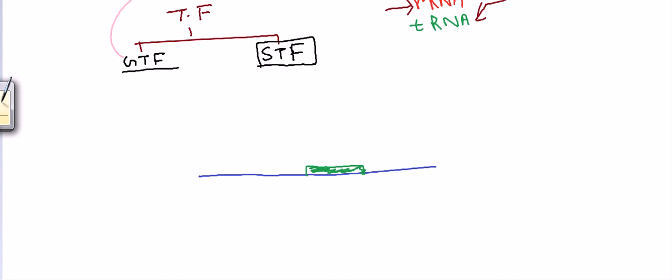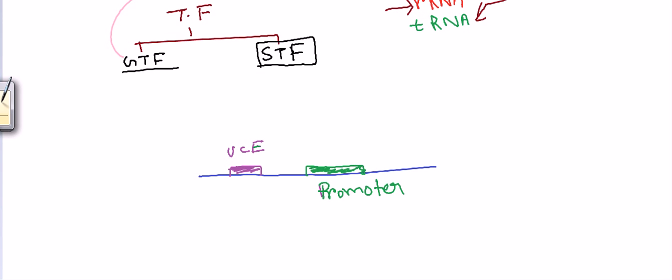For example, we also know that further upstream of it we have an upstream control element. So let's say this is the upstream control element, or UCE, remember, and this was the promoter region. So let me write, this is the promoter, and this is the upstream control element, or UCE.